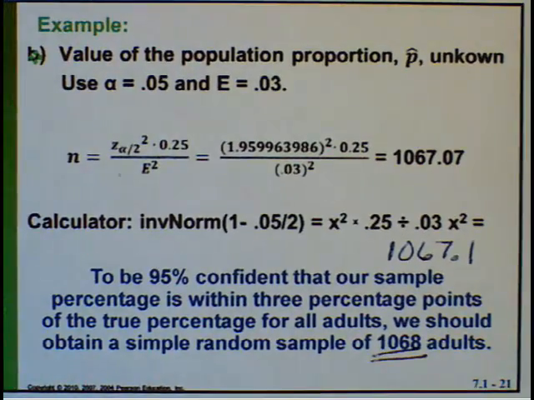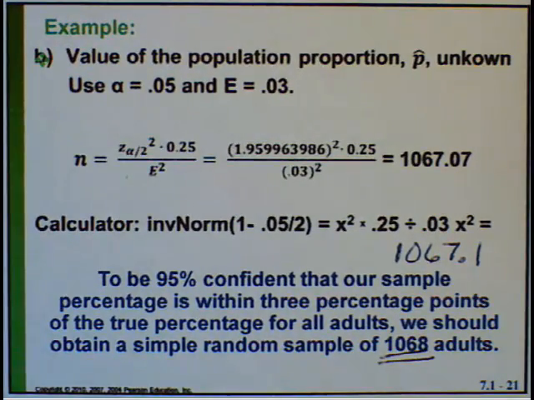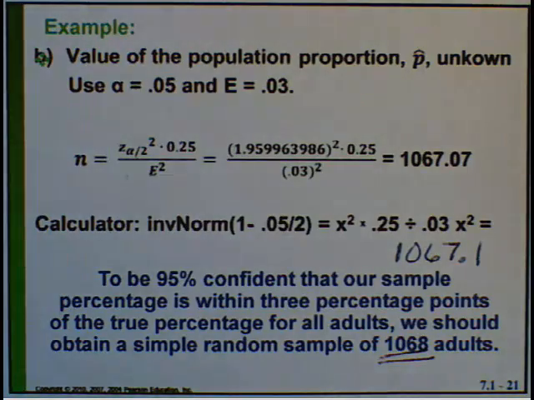All right, that concludes this section, which had confidence intervals for proportions and sample sizes for estimating proportions when we knew a sample proportion and when we did not know a sample proportion. In the next section, we'll do the same thing for means.